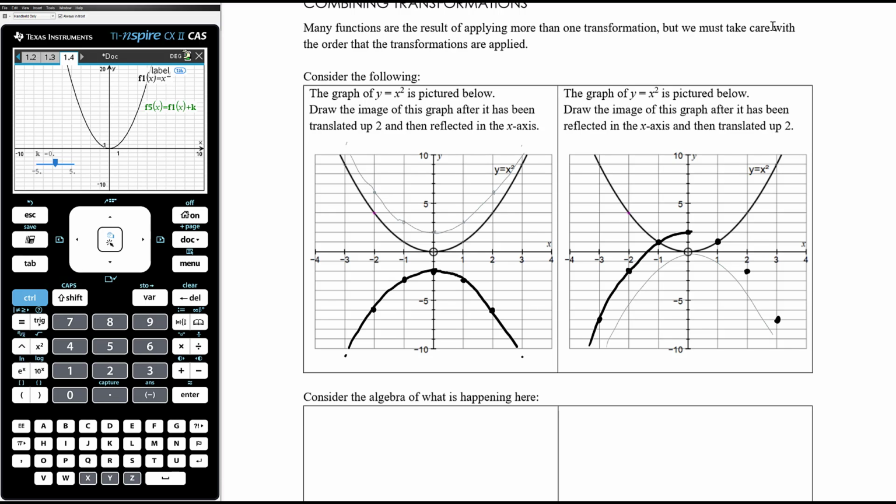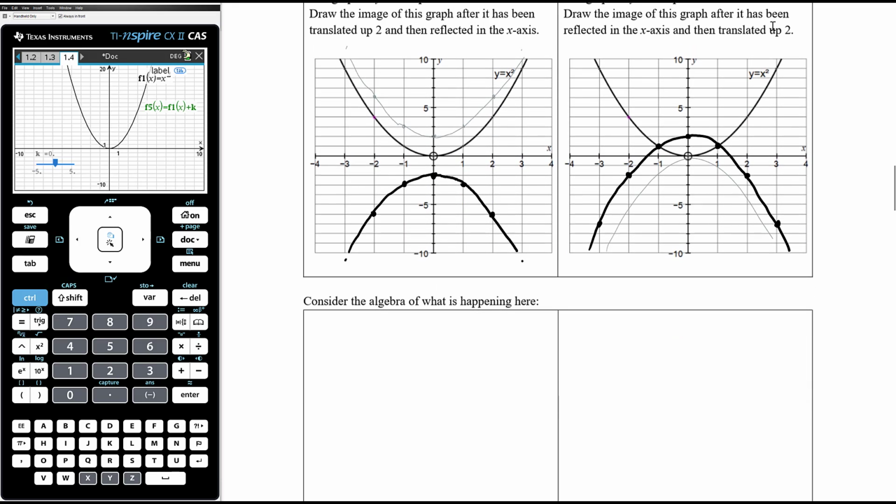Alright, so what we did here on the left, we translated up by 2 and then reflected in the x-axis. On the right, we reflected in the x-axis and then translated up by 2, and the result is 2 different graphs. So the point is that it matters the order that you apply the transformations in. And if you're being asked to state the sequence of transformations, it matters what order you state the sequence. Okay, it's really important that you understand that.